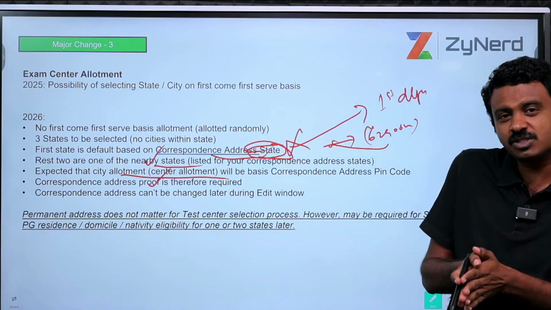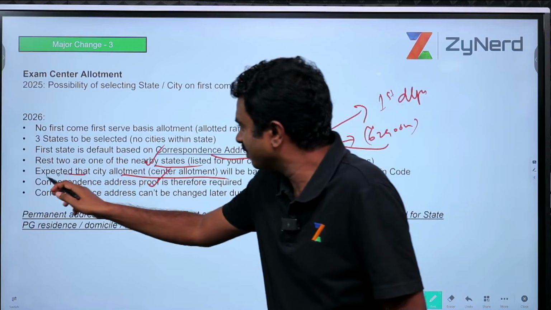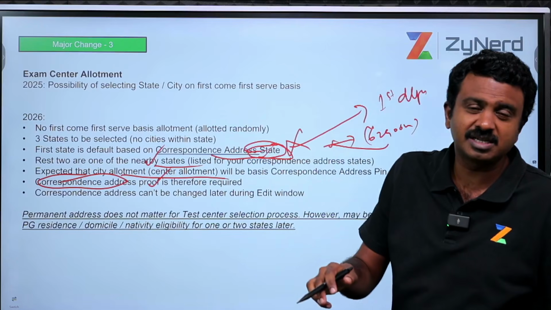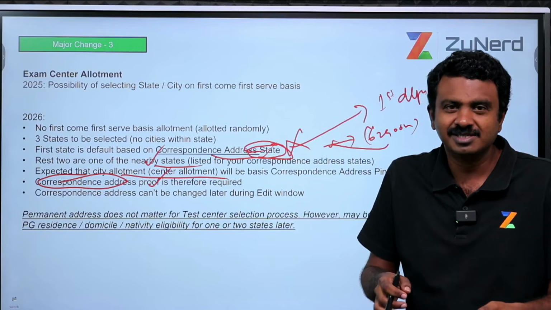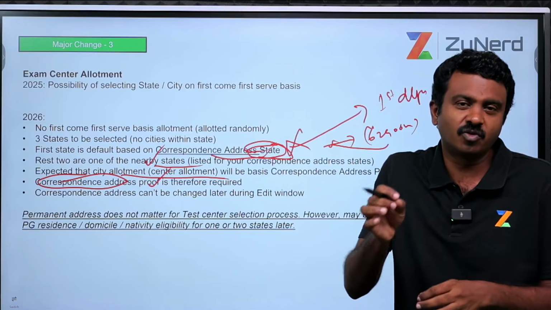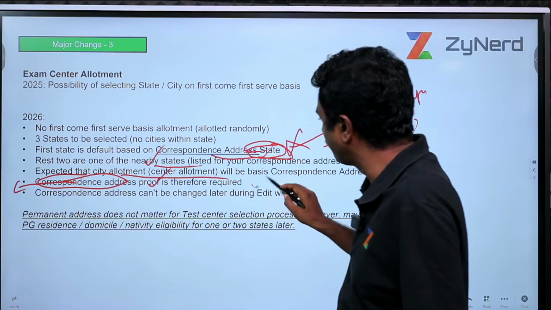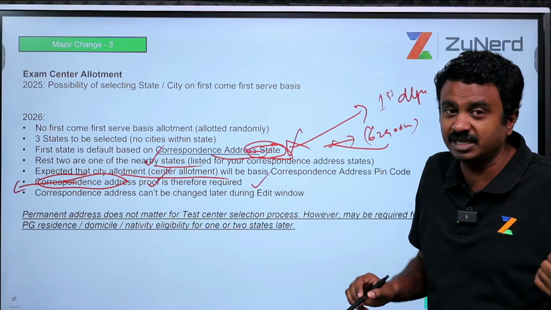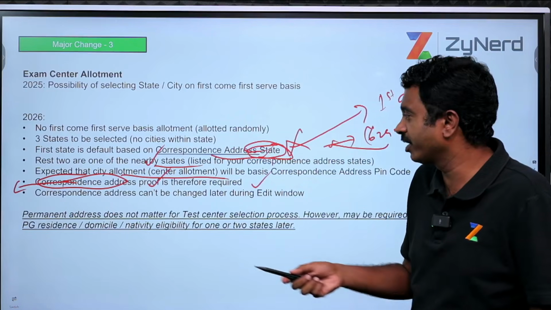See, this proof is to say that you are being there. It is not a permanent address. It is a correspondence address. It is not your present address too. It is a correspondence address. So if you are going to forge that, I don't know how that can be forged. They have mentioned forgery and so on. But let us say you are giving a correspondence address. You have to give some proof that is required. The list of proofs we have listed down in the correspondence address detailed video, you can have a look at it.